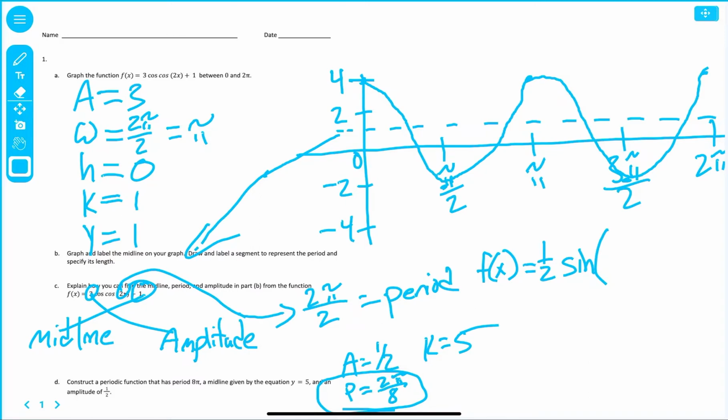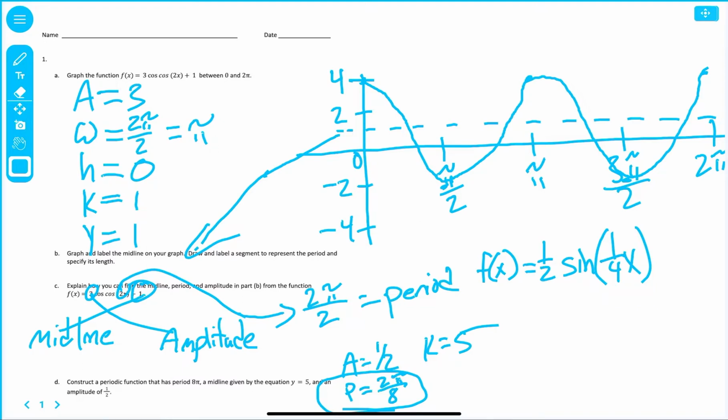So we just write 2 pi over 8x? I thought it was just 8x. No, it should be 1/4 x. 2 over 8 is 1/4. And then you just got rid of the pi there. Oh, yeah, sorry. Well, yeah, we don't have to have pi there. We don't ever have pi there.